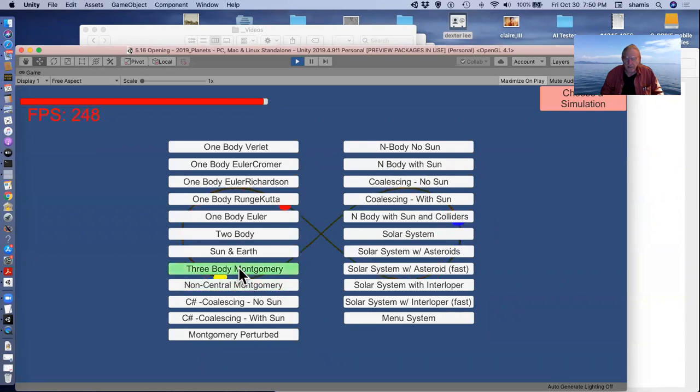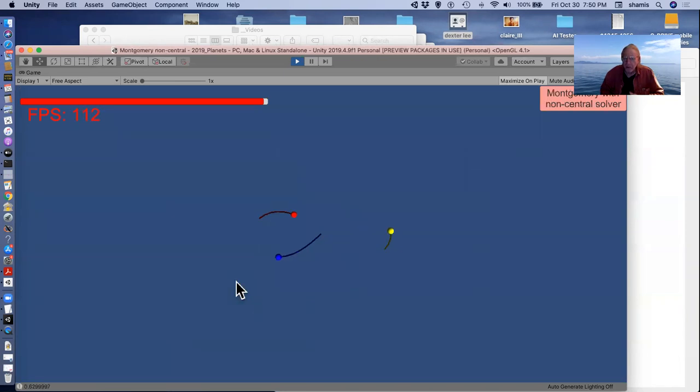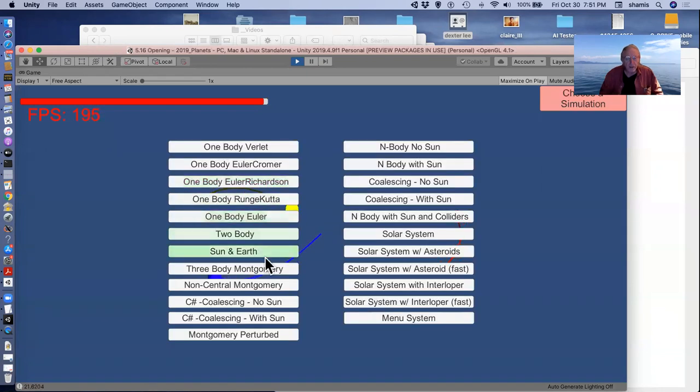Here's an interesting three-body problem called the Montgomery orbit. This is a very, very special set of initial conditions that make for a stable three-body problem. There are not many stable three-body problems with closed orbits like this. And I've done this both with the central and the non-central situation.